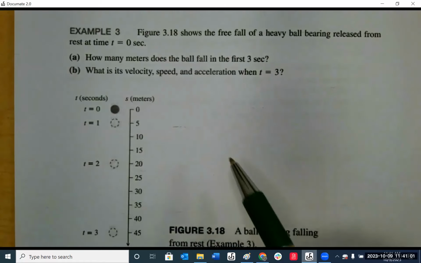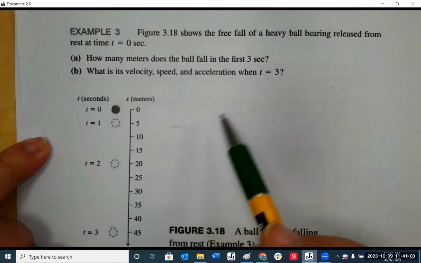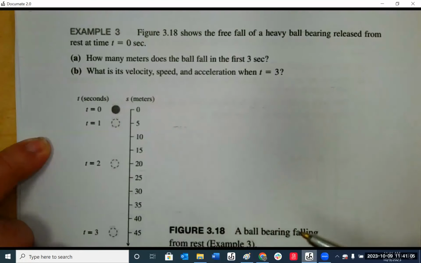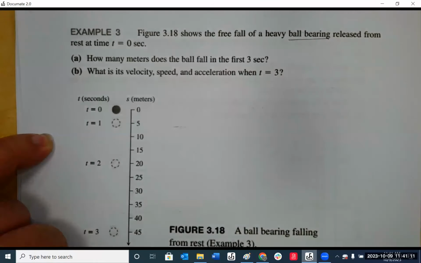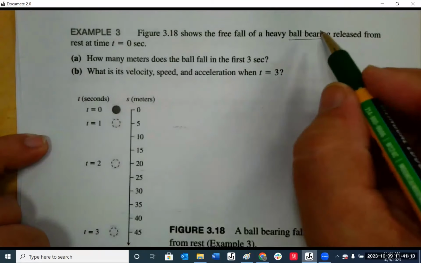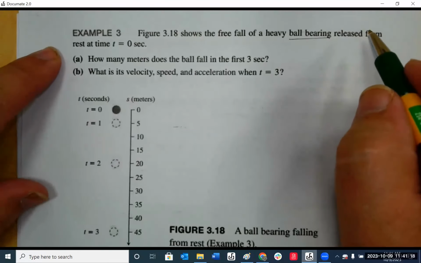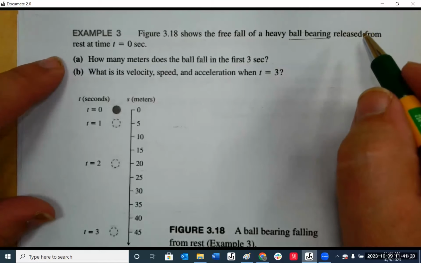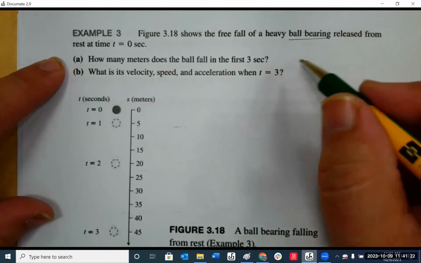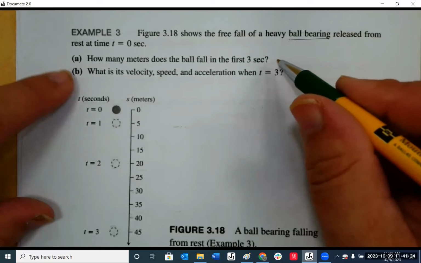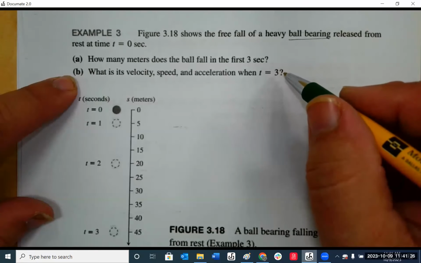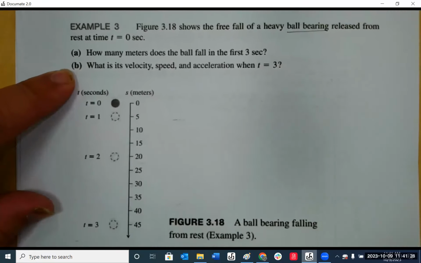The figure below shows a free fall of a heavy ball bearing. Oh, ball bearing. It's a heavy ball bearing, that's just a steel ball, released from rest at t equals 0. How many meters does the ball fall in the first 3 seconds? What is the velocity, speed, and acceleration when t equals 3?